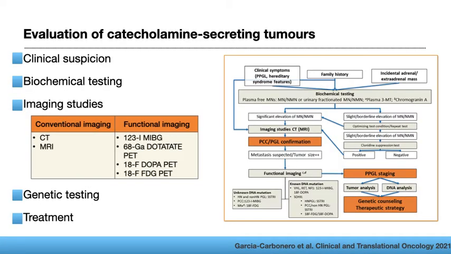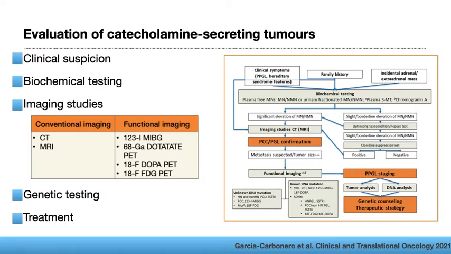This is a simplified algorithm on how to approach a patient with a suspected catecholamine secreting tumor. The clinical importance of catecholamine secreting tumors is based on how to suspect, confirm, localize, and treat accordingly. And the most important step for diagnosis of catecholamine secreting tumors is first to recognize the possibility of the tumor.